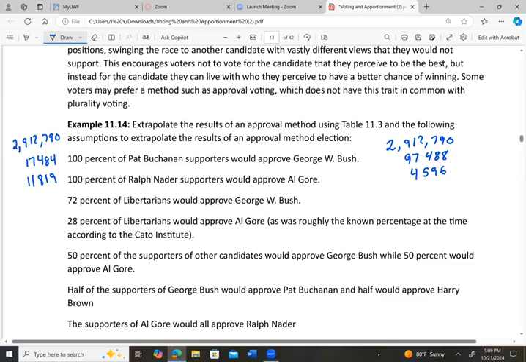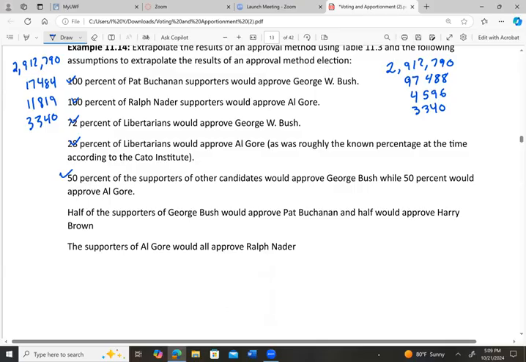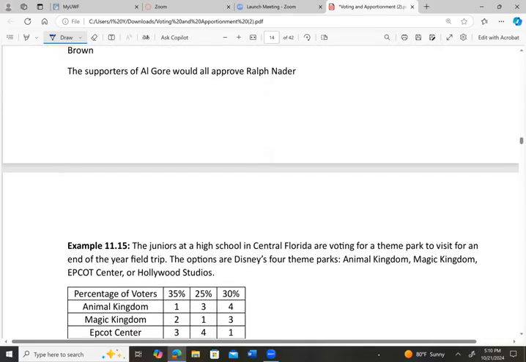So taking care of this, and this, then 50% of supporters of other candidates would approve of Bush, and 50% would approve for Al Gore. So the other candidates were 6,680, so that would be 3,340 for both sides. And half of the supporters of George Bush would approve Pat Buchanan, and half would approve Harry Brown. And the supporters of Al Gore would all approve Ralph Nader. I'm not sure what that is.